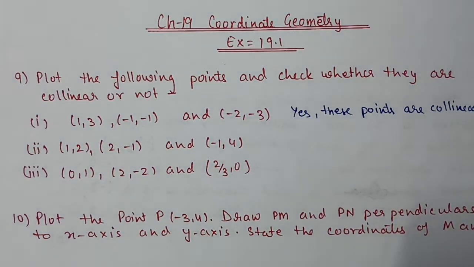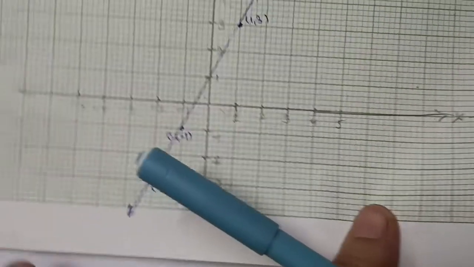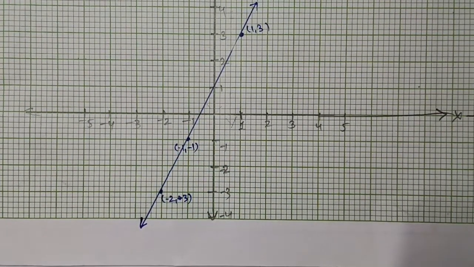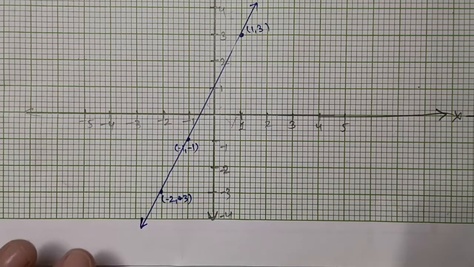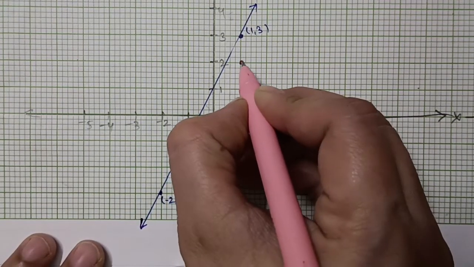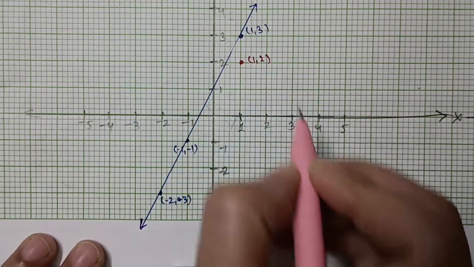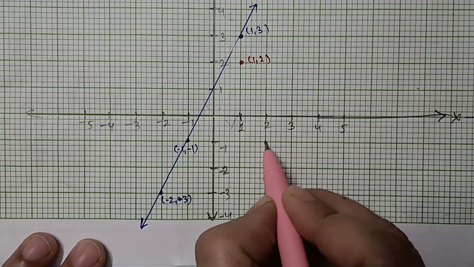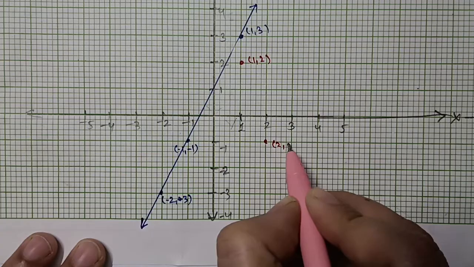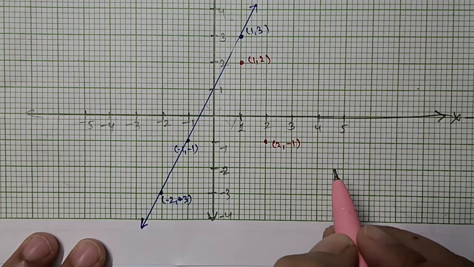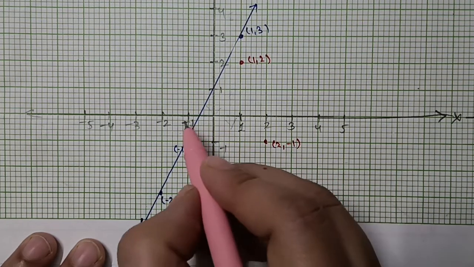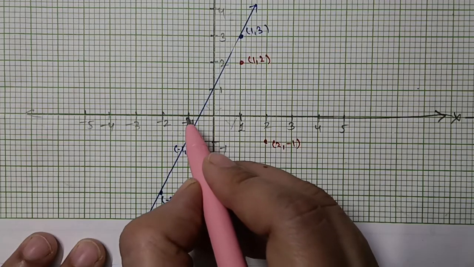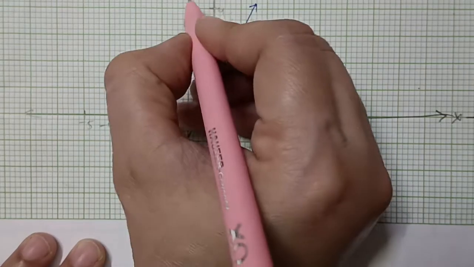Now we will check for next points. So we will plot the given points. First point we have 1, 2. This is our first point. Then we have 2, minus 1. This is second point. Then third point minus 1, 4. This is our third point.